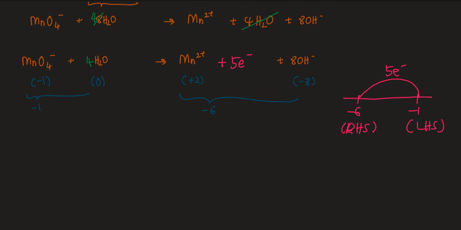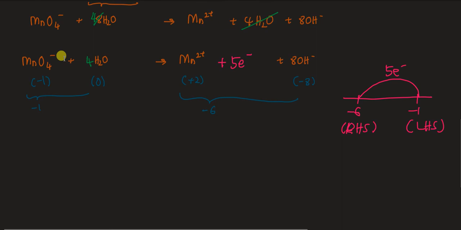Okay, so now we are left with these equations right here, and we check it again. There's 1 manganese on the left hand side, 1 manganese on the right hand side. There are 4 plus 4, 8 oxygens on the left hand side. We have 8 oxygens on the left hand side, and then we have 4 times 2, 8 hydrogens on the left hand side, and we have 8 times 1, 8 hydrogens on the right hand side. So all the atoms are balanced, and we look at the charges.